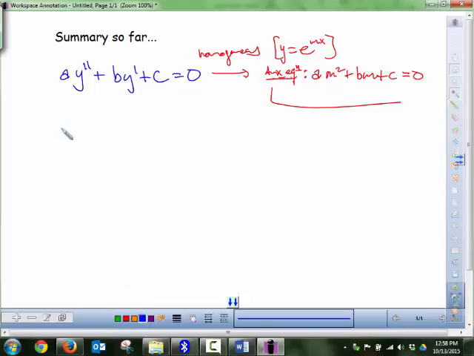So you're going to get your fundamental solutions, y1 and y2, and hopefully they're linearly independent. And if they're not, we got ways to work around that.